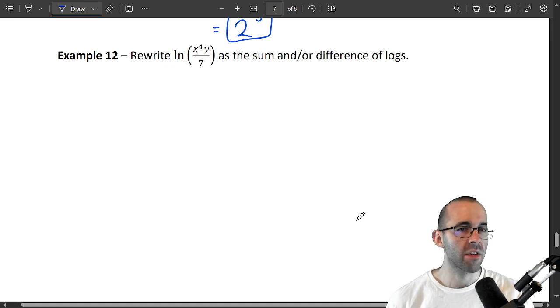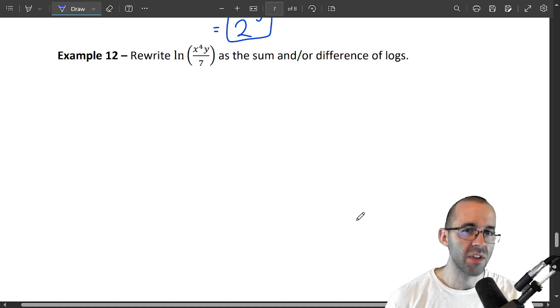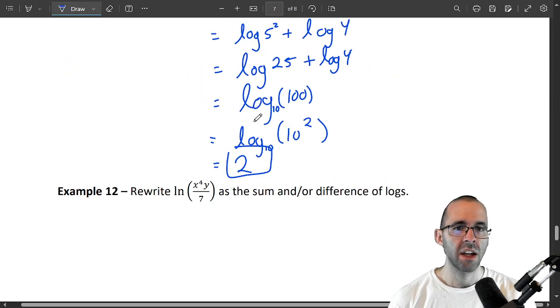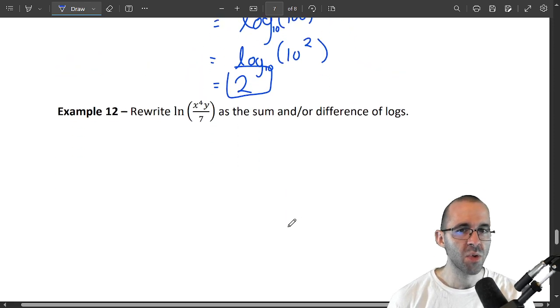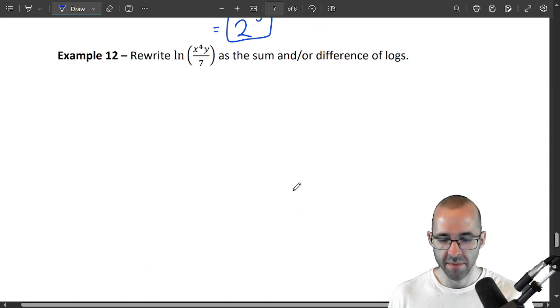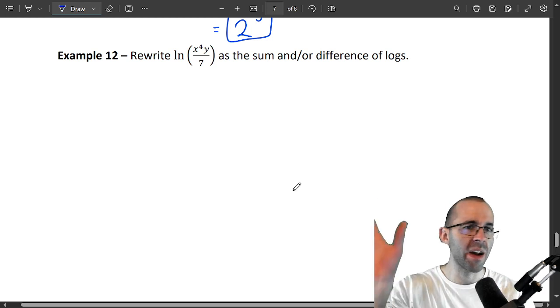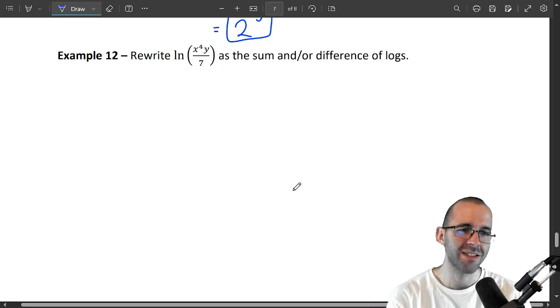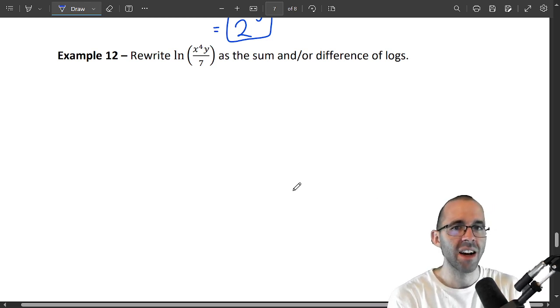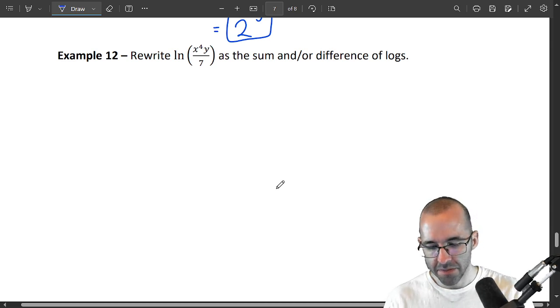Rewrite this logarithm as a sum or difference of logs. So split this up as much as we can. Here we combined them. In example 12, let's split it up. Again, just work on our muscles, just getting some practice. Not going to look any better or worse. Might look a little worse. We're just practicing how to use these properties.